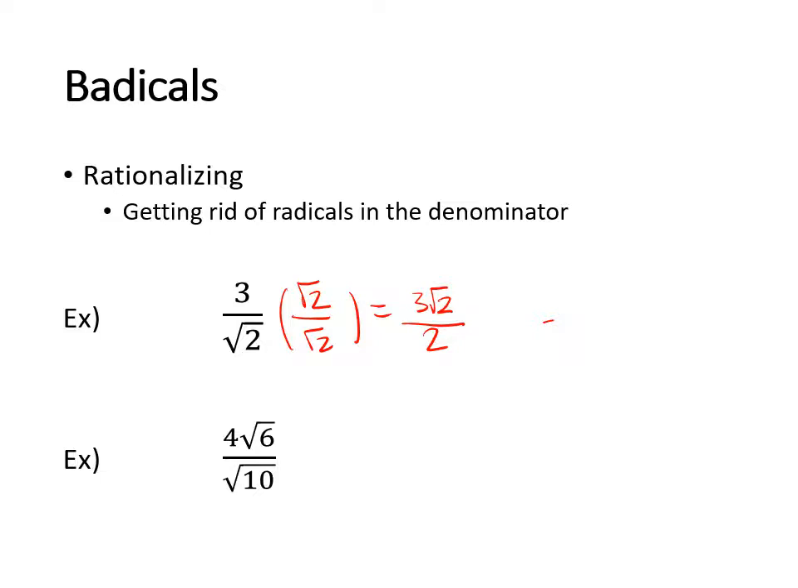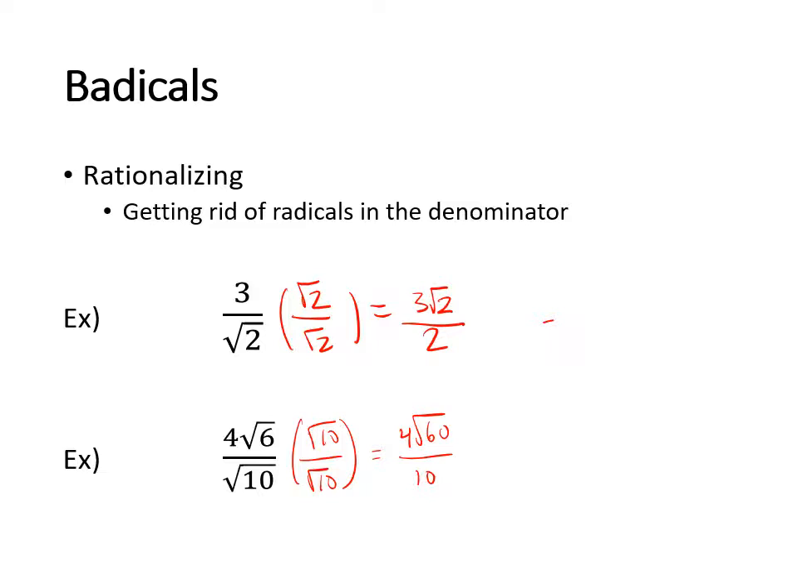On the next problem here, there are a few things we can do. One way to do it would be to go right ahead and multiply by the square root of 10 over the square root of 10, just like we would have done if we followed that same procedure as in the problem above. And this would give us 4 times the square root of 6 times 10, right?